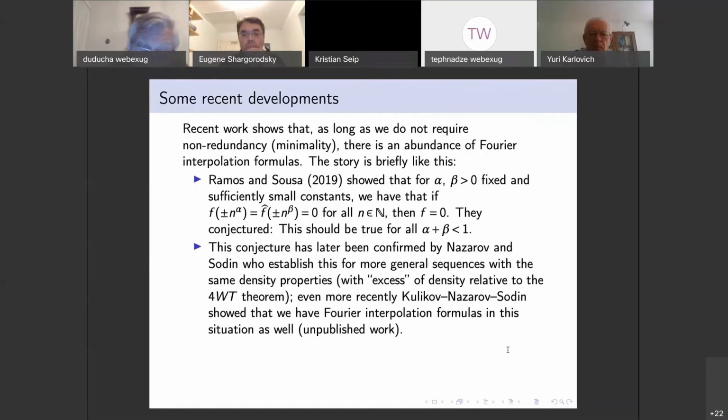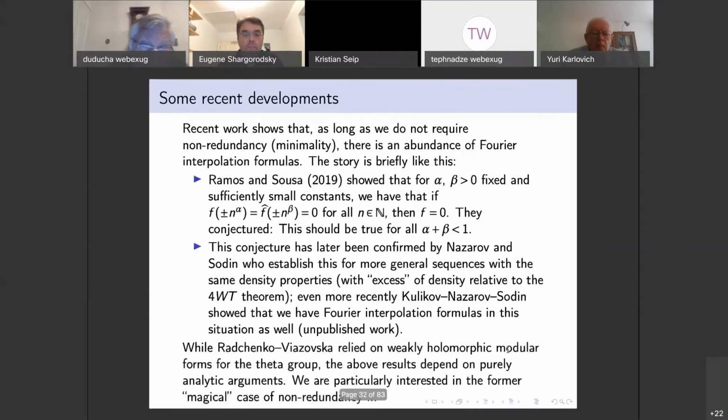and they joined forces with Kulikov, and they have now shown, in unpublished work, that roughly speaking, if you have infinite excess of density relative to what I gave you, the 4wt theorem, you can actually have a situation like this. But I should warn you that these sequences have to be fairly regular. But it's a fairly general result, giving you conditions in terms of density for the existence of formulas like this. So please move on.